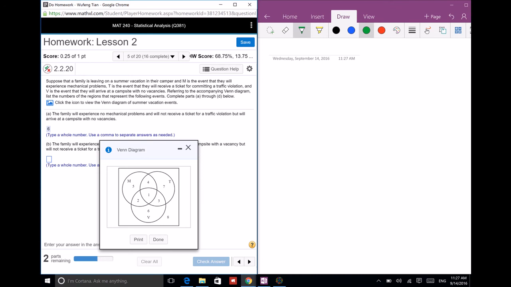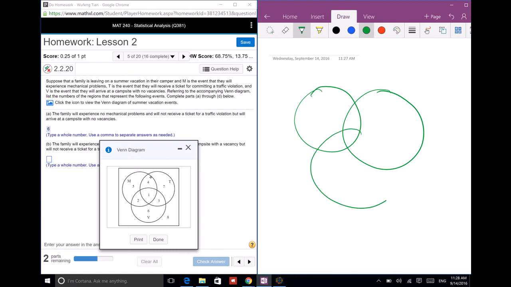So now refer to the Venn diagram. Now let's say the family will experience no mechanical problems. Just to explain one, M is mechanical problems. So no mechanical problem is the red area. Then it says they will not receive a ticket. The second one is ticket, so we don't have that.